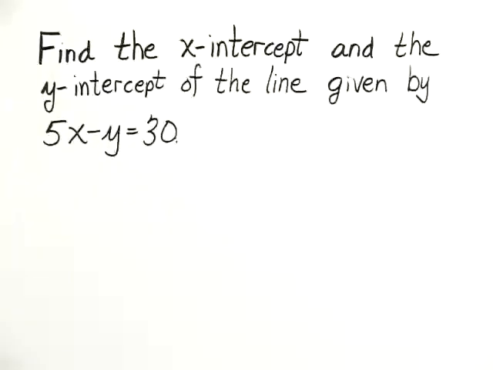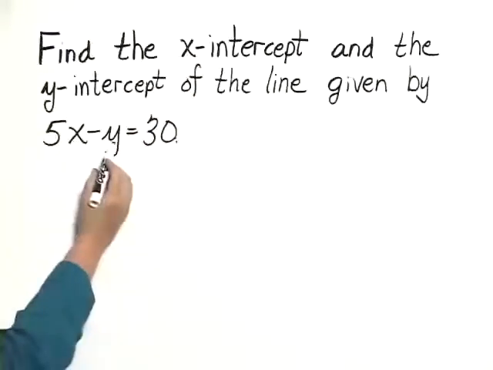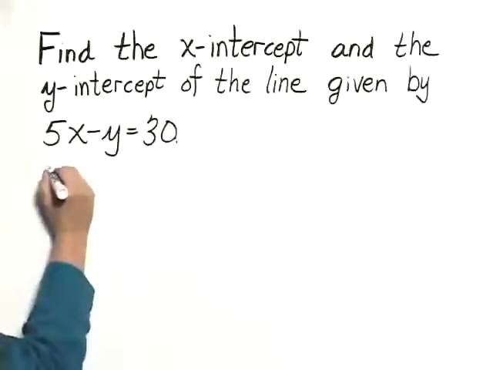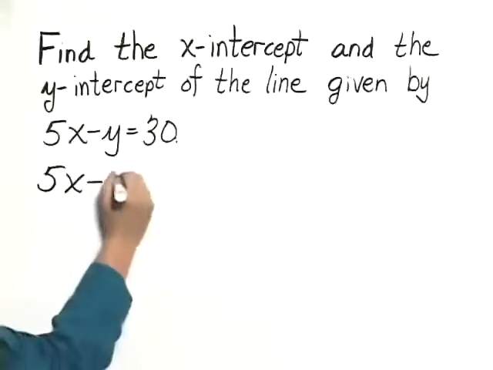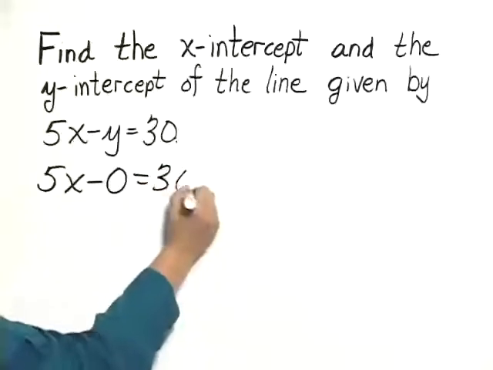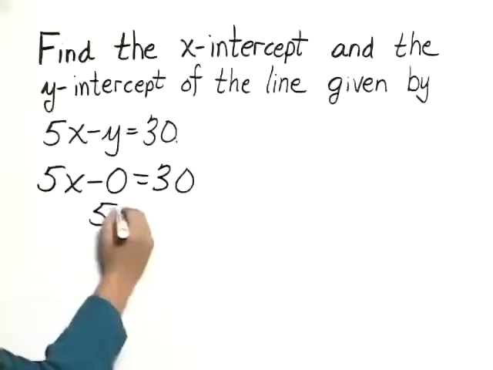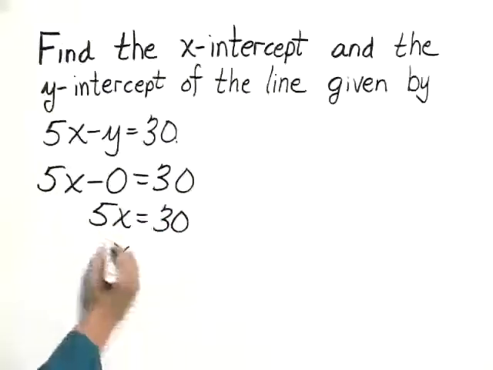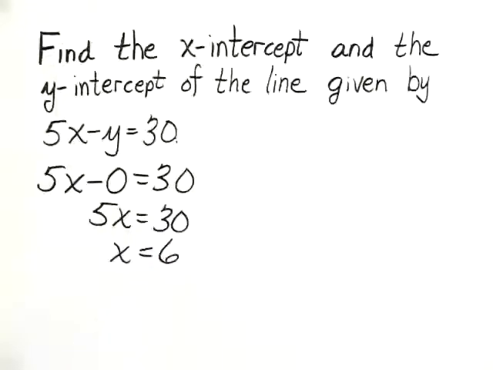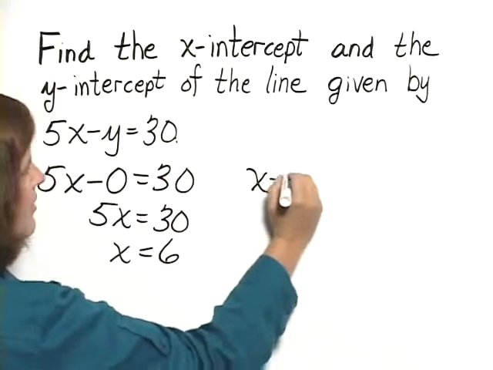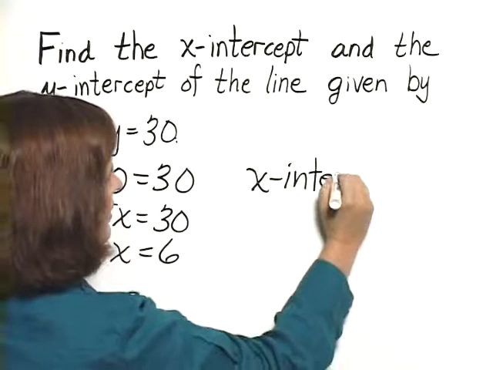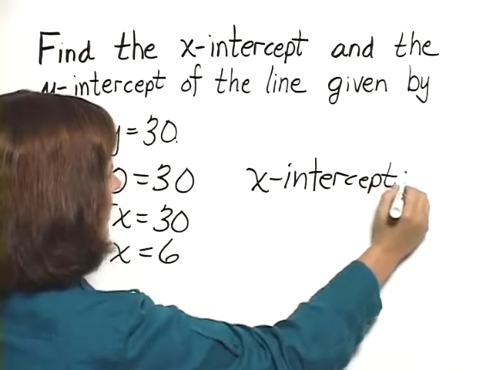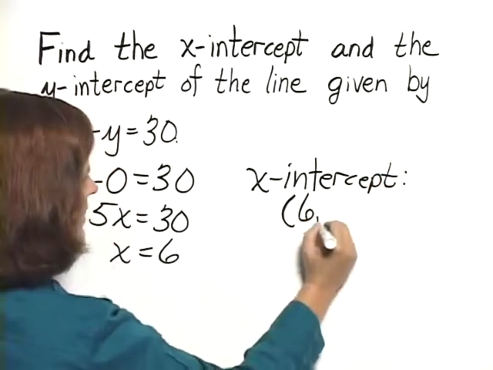Find the x-intercept and the y-intercept of the line given by 5x minus y equals 30. To find the x-intercept, we let y equal 0 and we solve for x. So we have 5x minus 0 equals 30, or 5x equals 30, or dividing both sides by 5, x equals 6. This tells us then that the x-intercept of the line is the point (6, 0).